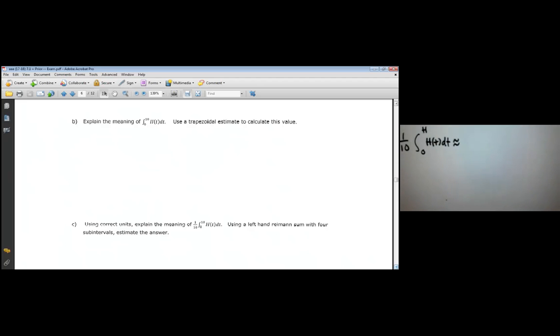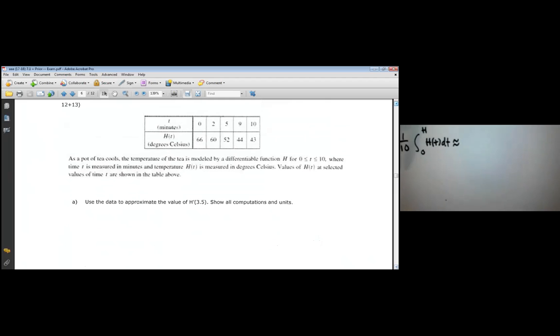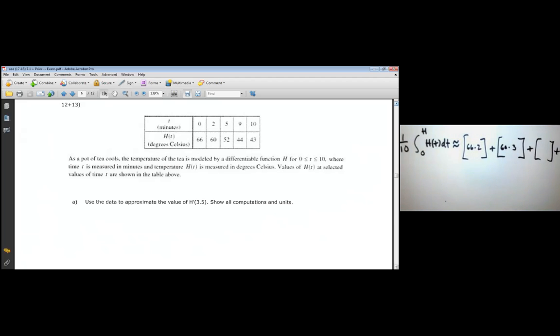And then off to the side on your scratch paper, you should have 4 rectangles. Always do your blank shapes, blank rectangles, blank trapezoids. It's a really good way to organize the information. And then once you've done that, you come up here. And so for the first one, it should be 66 times 2 plus. The next rectangle, it's going to be 60 times 3. And then you do it again, and you do it again, and that's your answer.